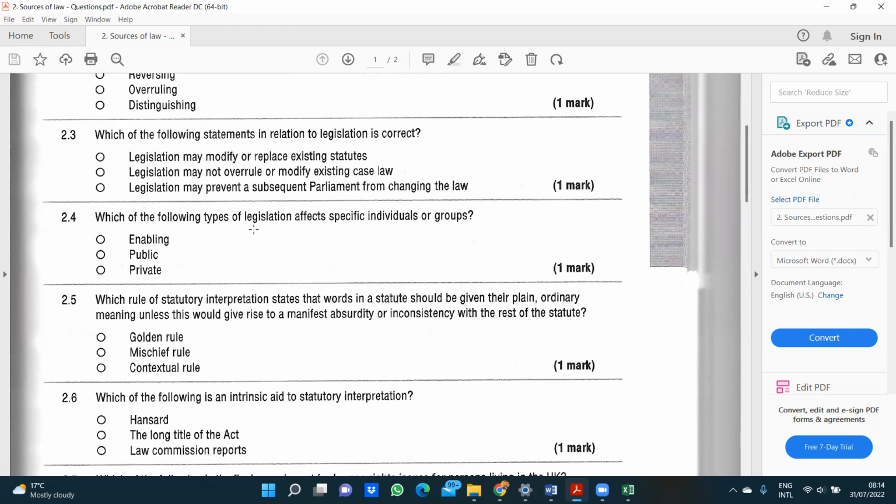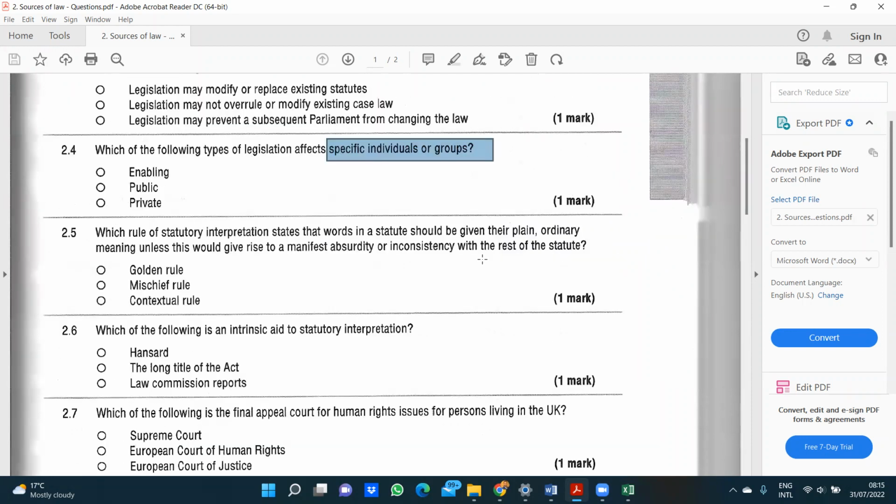Which of the following types of legislation affects specific individuals or group? Specific individuals or group. Enabling, public, or private. A, B, or C. All right, that's good. C, of course. Public is for the whole nation, and private is for specific individuals or group.